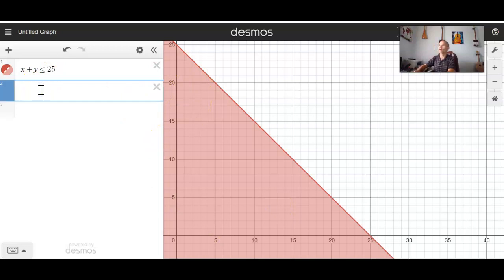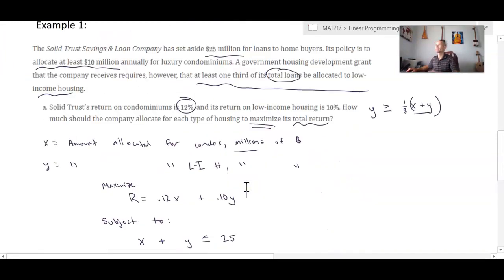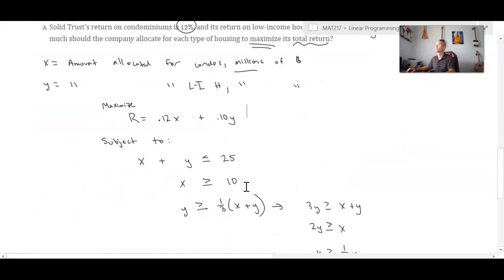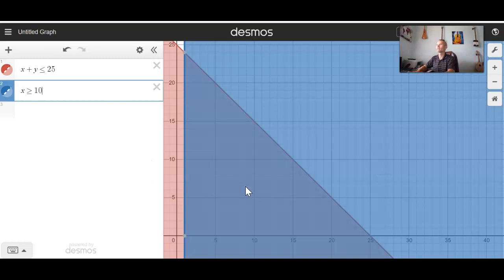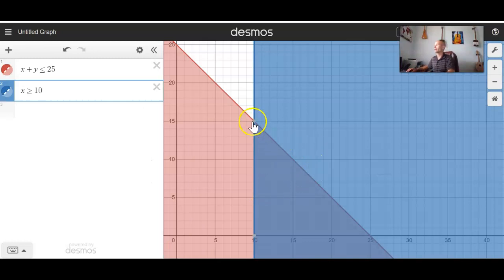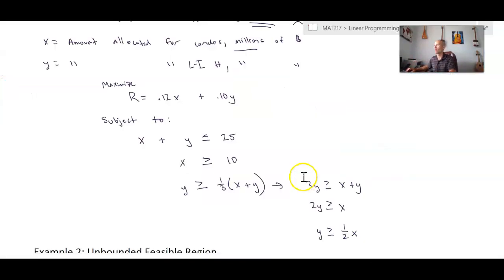We also know that what we allocate to condominiums has to be at least 10. So x is greater than or equal to 10. And now we can see that our feasible region is this little triangular region here. So notice that it's bounded. It has walls on every side. There's no escaping this feasible region if you were to drop a mouse in there into this little pen.